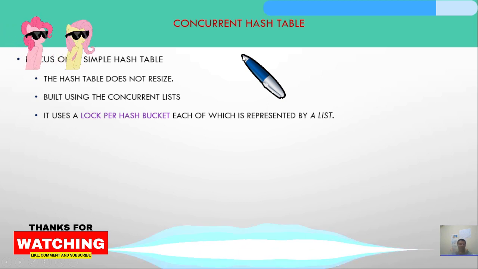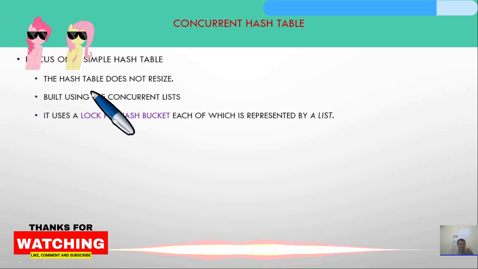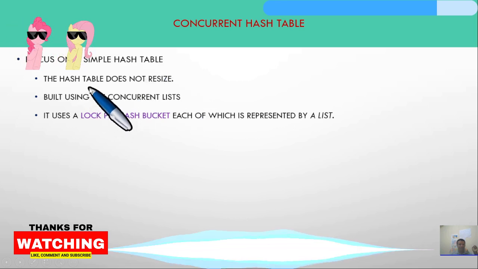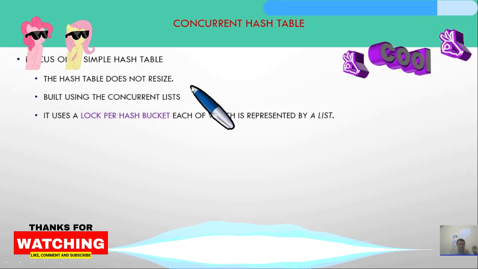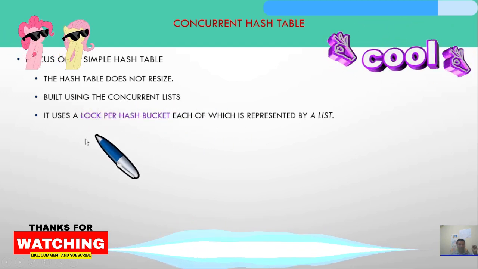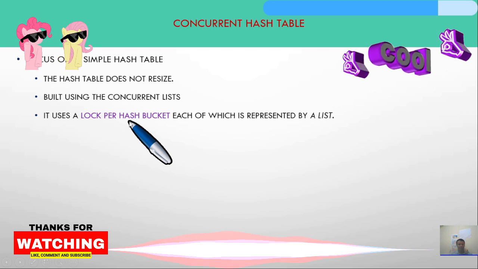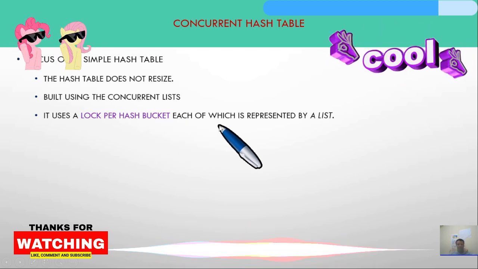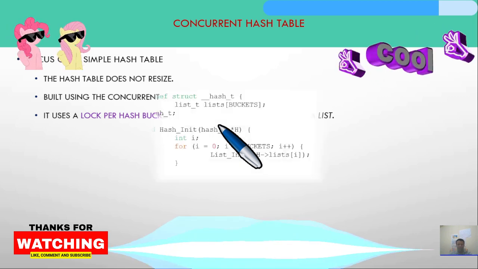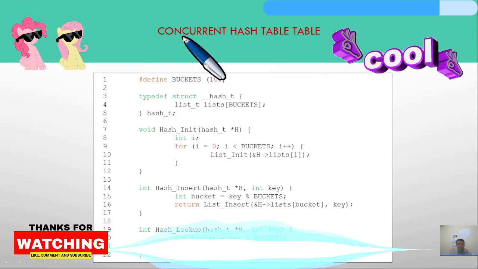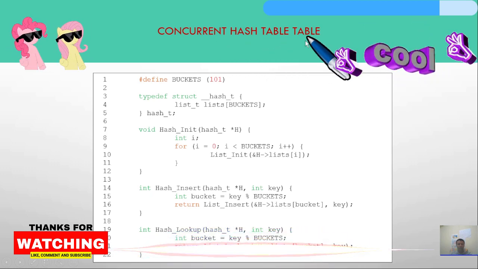Next is the concurrent hash table. This is another structure, and the hash table does not resize and is built using concurrent lists. It uses a lock per hash bucket, each of which is represented by a list. And this is also another example you can see, the concurrent hash table.